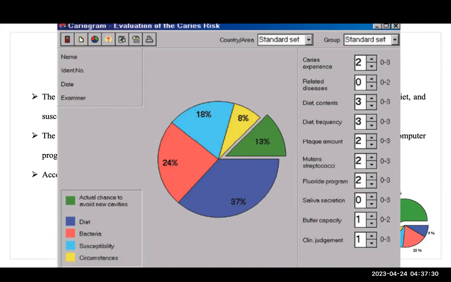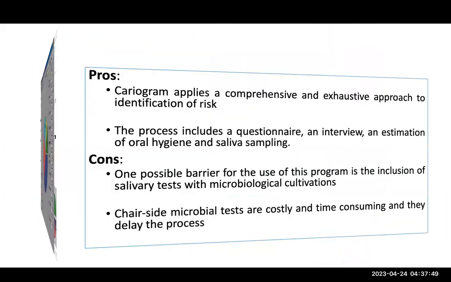see that this particular child, because the diet score is 3, 3, plaque amount also 2, and previous caries also exist, therefore, the green part, meaning the actual chances to avoid new cavities, was only 13%. So that means this child is at a high risk of caries.